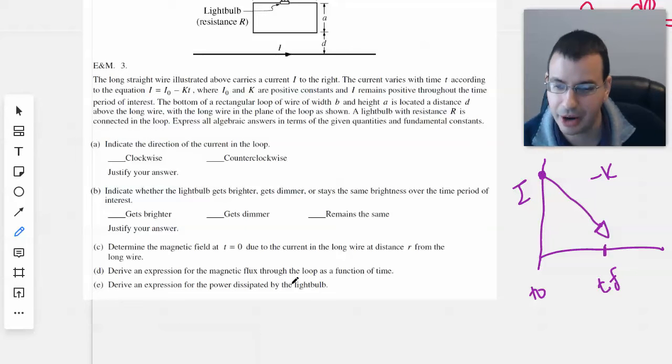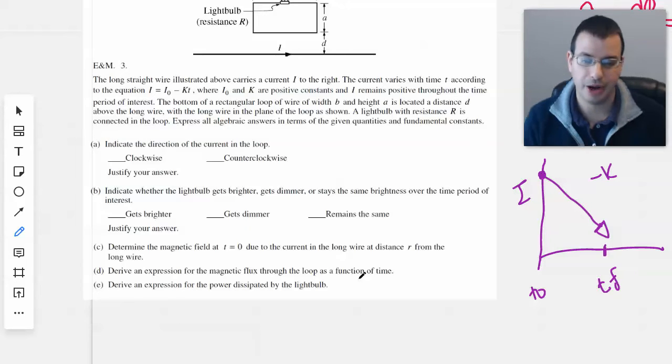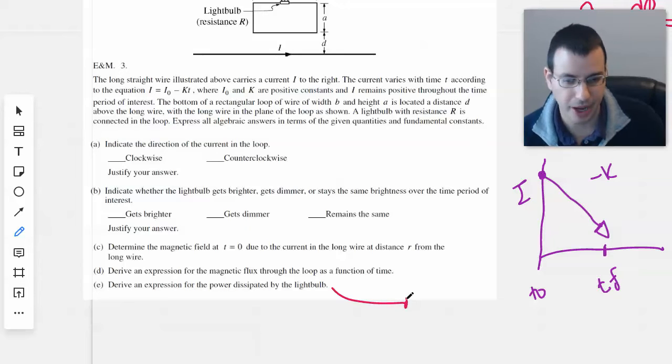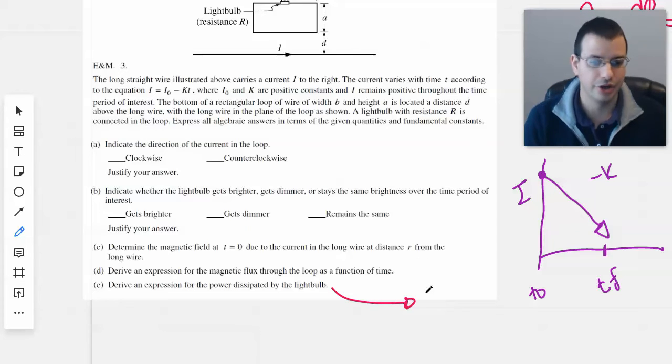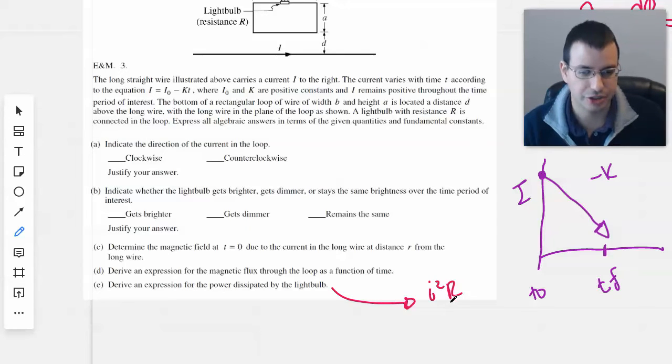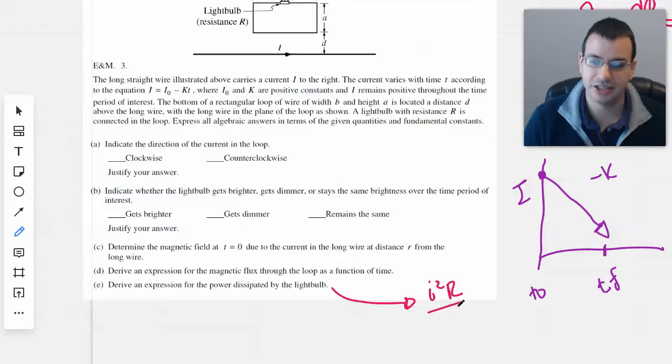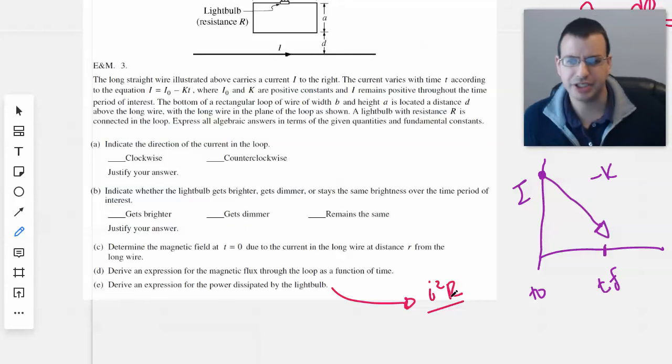Derive an expression for the power dissipated in the light bulb. Okay, so the power dissipated in the light bulb: when you think power dissipated in a resistor, you should think I squared R losses. So what that's saying is find the current in the loop. And this is kind of stepping you through the process.